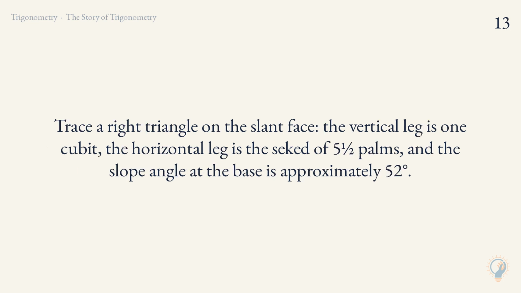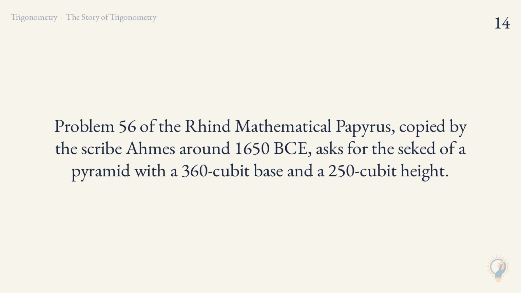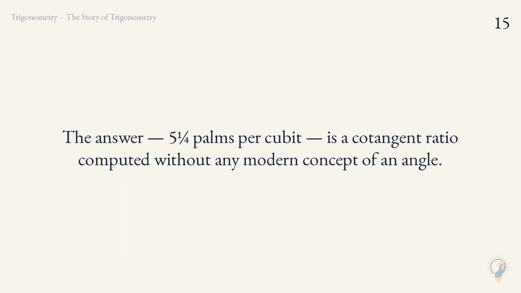Trace a right triangle on the slant face. The vertical leg is 1 cubit, the horizontal leg is the seked of 5.5 palms, and the slope angle at the base is approximately 52 degrees. Problem 56 of the Rhind mathematical papyrus, copied by the scribe Ahmes around 1650 BCE, asks for the seked of a pyramid with a 360 cubit base and a 250 cubit height. The answer, 5 1/4 palms per cubit, is a cotangent ratio computed without any modern concept of an angle.